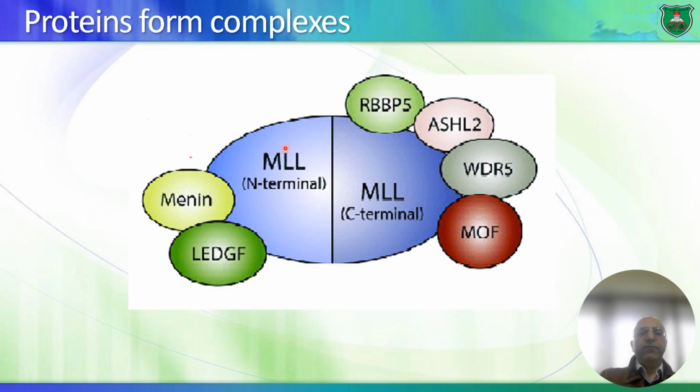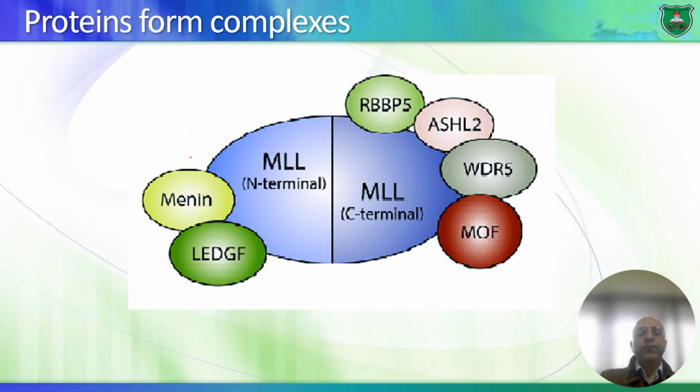Remember that we can have, let's say, a large protein. Let's say this protein MLL has two domains, an N-terminal domain and a C-terminal domain, and the N-terminal domain can interact with these two different proteins. And these two proteins can also interact with each other. Now, the C-terminal domain can interact with 4 proteins. Some of them can interact with each other and others cannot, like this protein right here cannot interact directly with this protein, and so on.